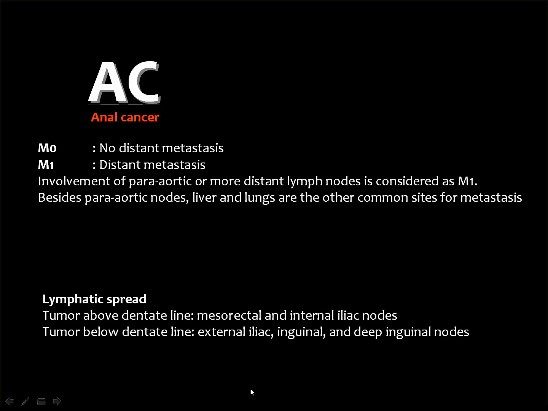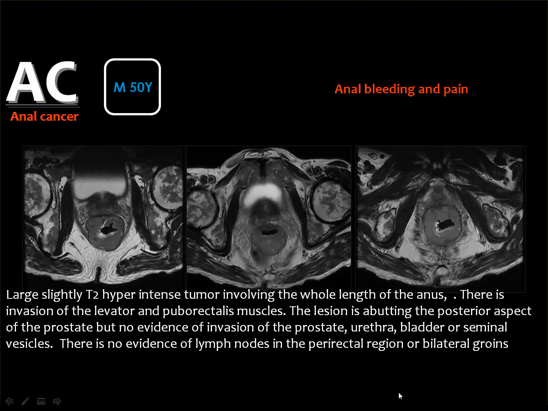As I have mentioned before, the composition of the anal canal has two different parts separated by the dentate line, and each part has its own blood supply, venous drainage, and lymphatic drainage. Then tumors above the dentate line will be drained to the mesorectal and internal iliac lymph nodes. Tumors below the dentate line will be drained to the external iliac, inguinal, and deep inguinal lymph nodes.